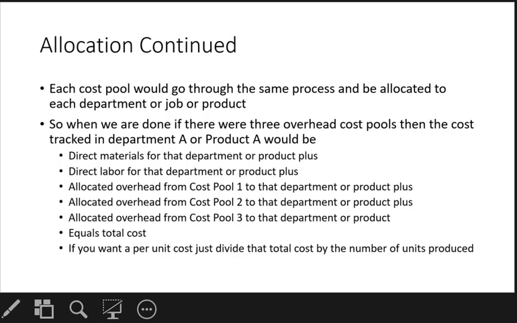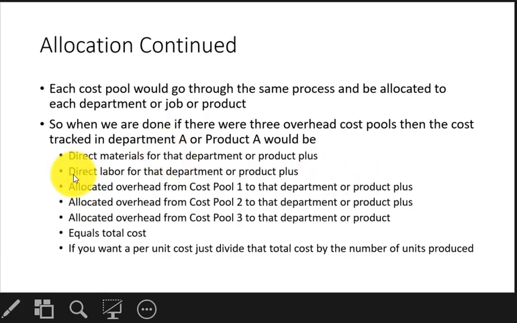So when we are done, if there are 3 overhead cost pools, we can do these allocations monthly, we can do them weekly, we can do them only when the job or the project is finished, we can do it only at the end of the year. That would seem to be extreme. Typically, you're going to do it periodically. And then remember, you have your under or over applied overhead at the end of the year that has to be corrected. You would do that for each overhead cost pool separately rather than just one overhead cost like we did in Chapter 1.